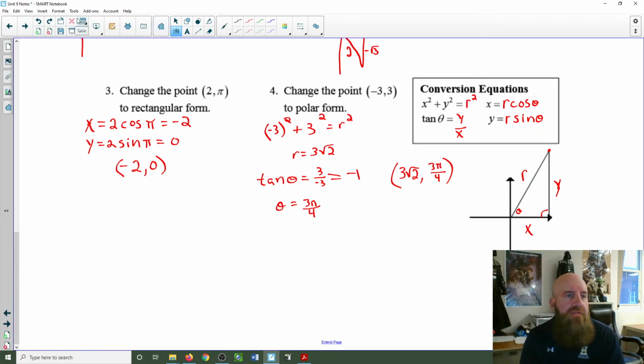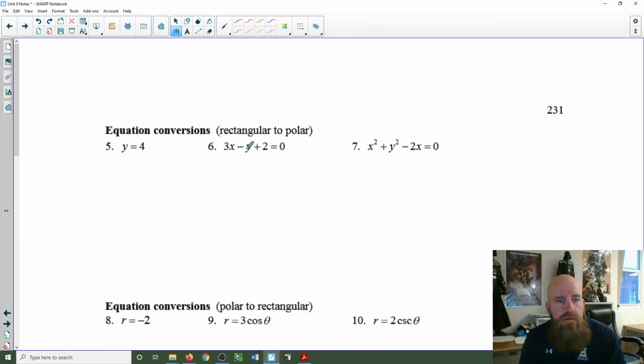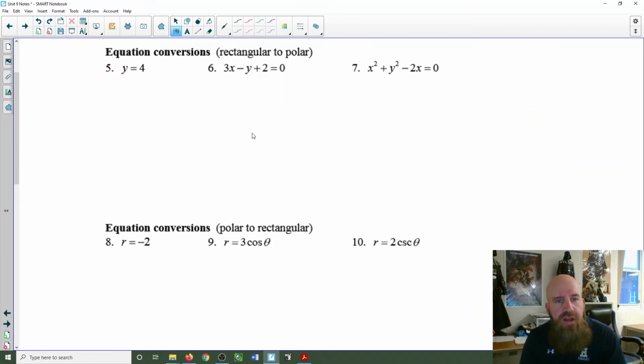So that's converting points. Now we're going to take a look at converting equations. Okay, so we have a rectangular equation. We're converting it to polar. So we have y equals 4. So if we know y equals 4, what we could do is substitute in our known value for y using our equation. So we know y equals r sine theta, and that equals our 4 that we know y equals. Solve for r, so we get r equals 4 divided by sine theta.